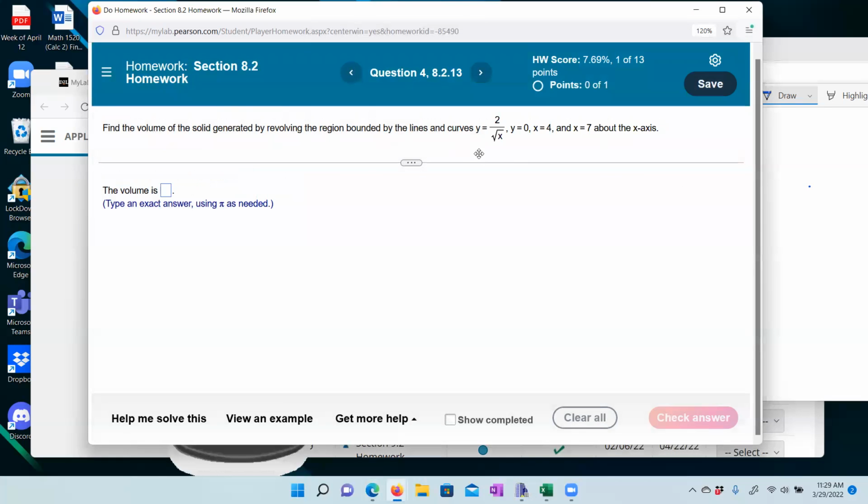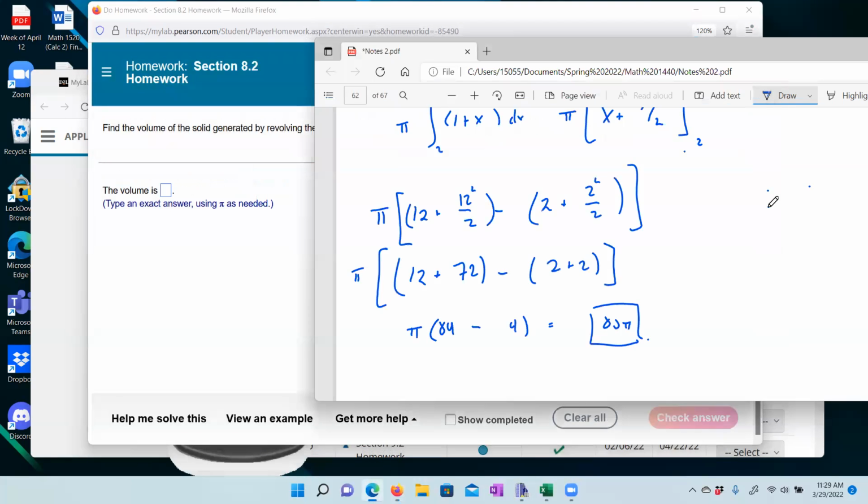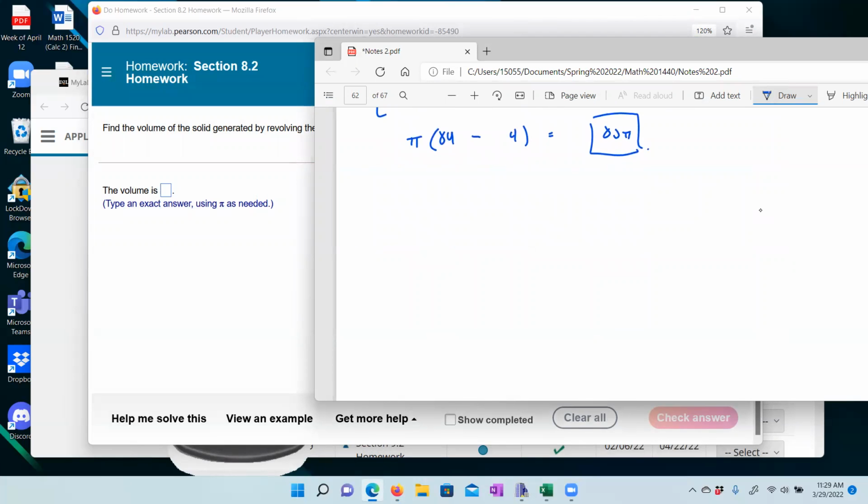Okay. So what we're going to have here is 2 over the square root of x, and we are going to go from 4 to 7. Let's go ahead and look at this. We have 2 over root x from x equals 4 to x equals 7, right? So what is this going to look like? I know what 2 over root x looks like. It kind of looks like this thing. I suspect it's going to look pretty close.